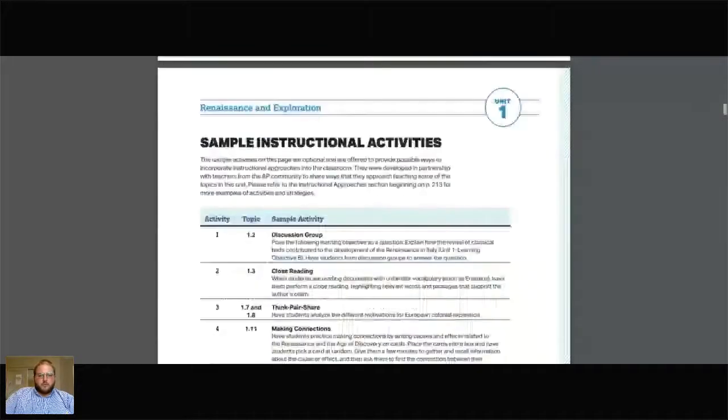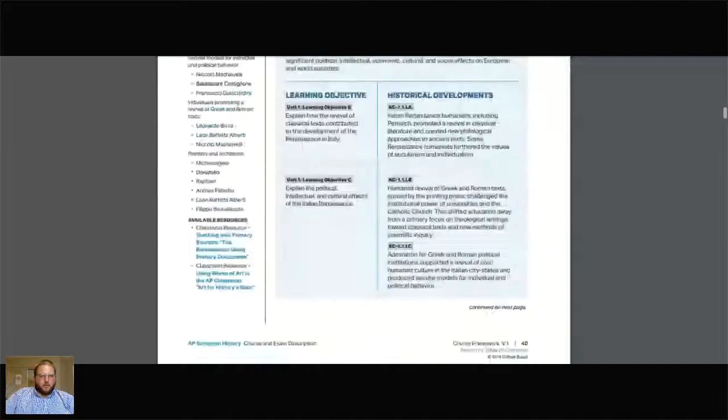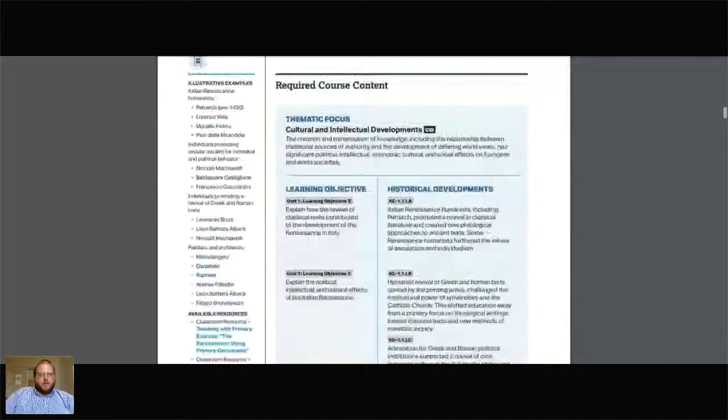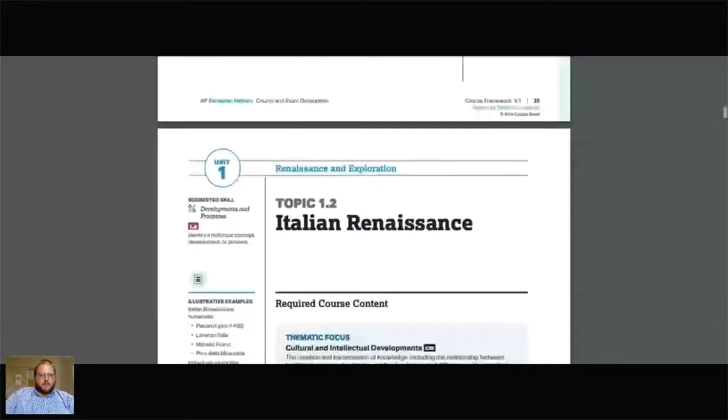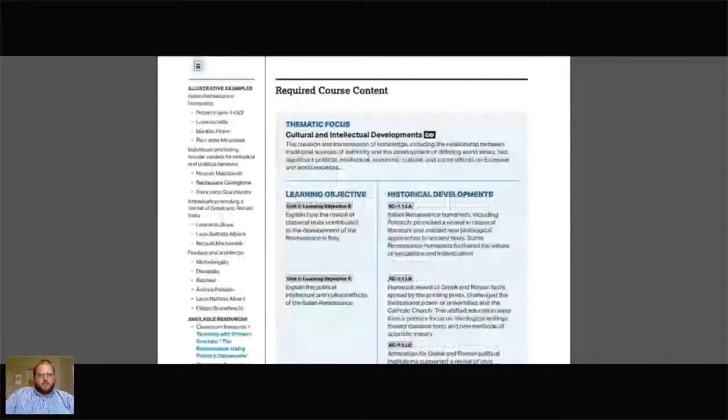Let's go. La la la la. See, you thought this wasn't going to be interesting. So here we go. Italian Renaissance, topic 1.2, just for grins. So the thematic focus, as you can see, is cultural and intellectual developments, the CID, right?